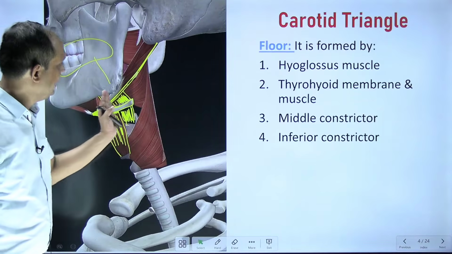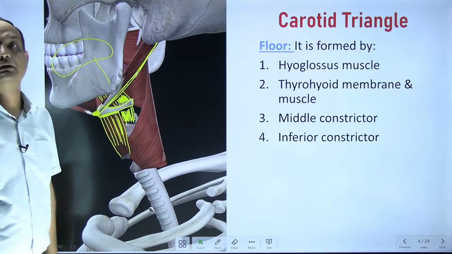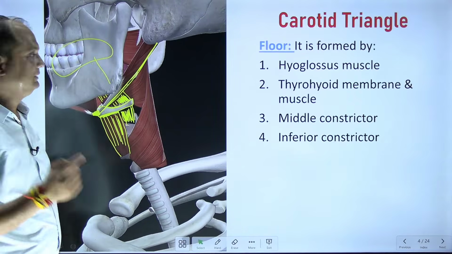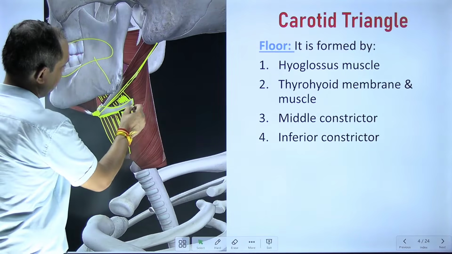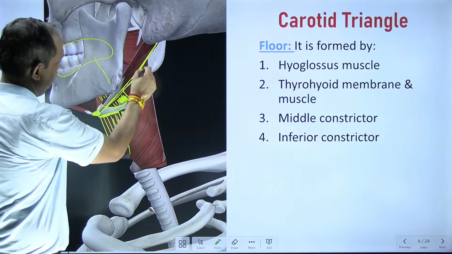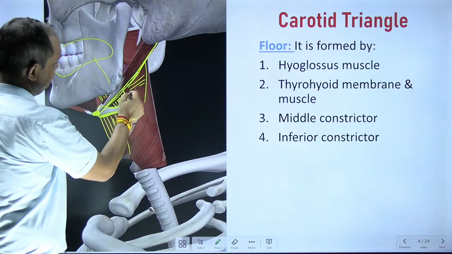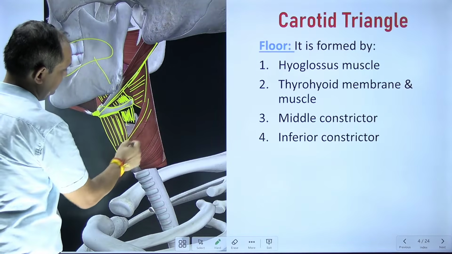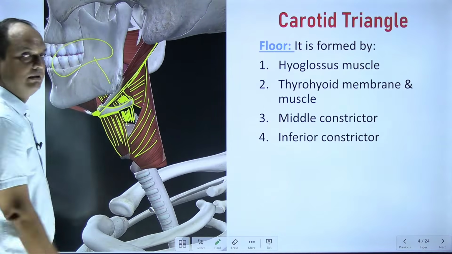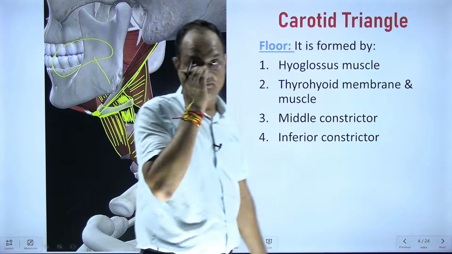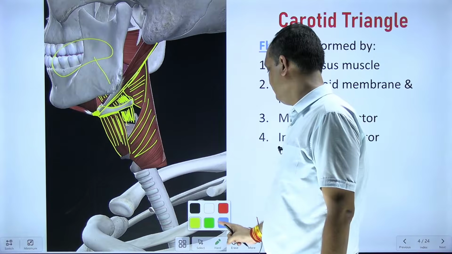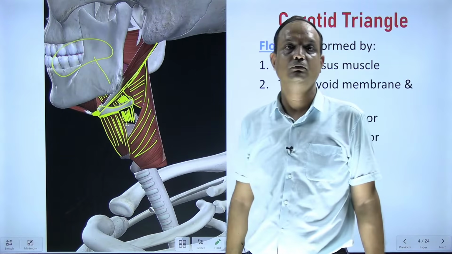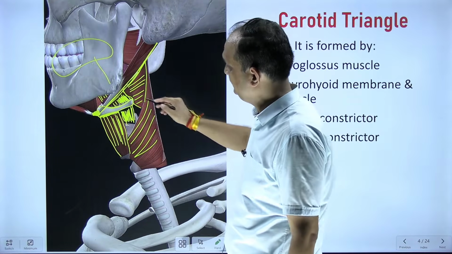Now when you go behind, you will find the constrictors of the pharynx. So this is the pharynx. Now where will you find the constrictor? This is the one constrictor which is visible here. Now this is your middle constrictor and this is your inferior constrictor. Clear? In such a way you will find the four muscles which are forming the floor of your carotid triangle. What are these four muscles?